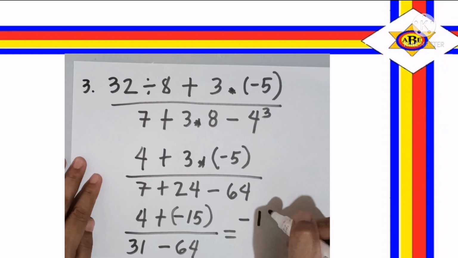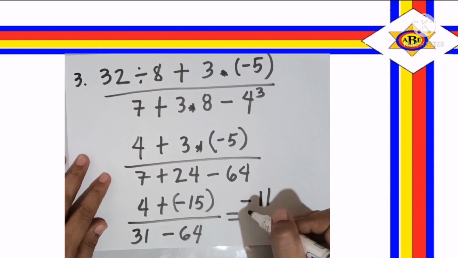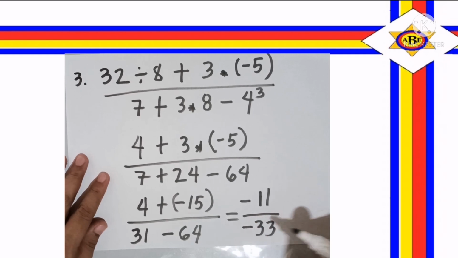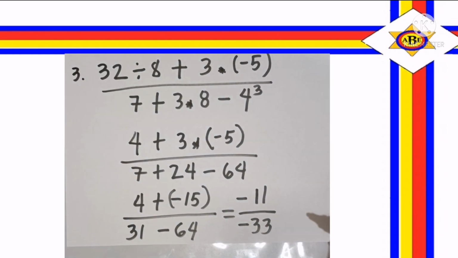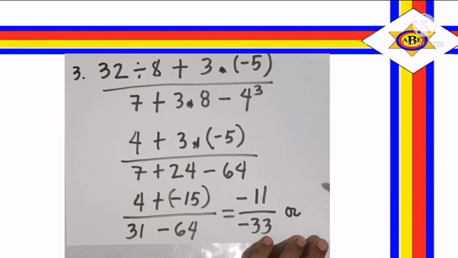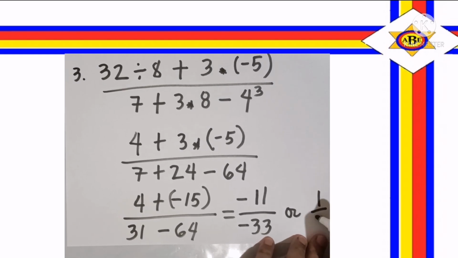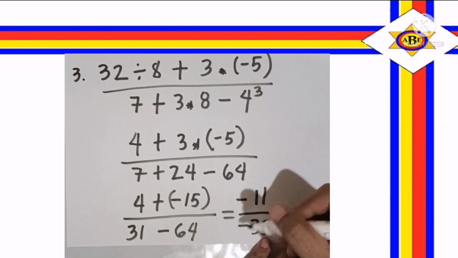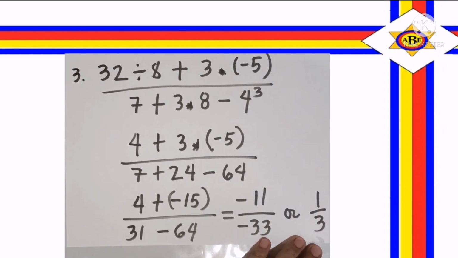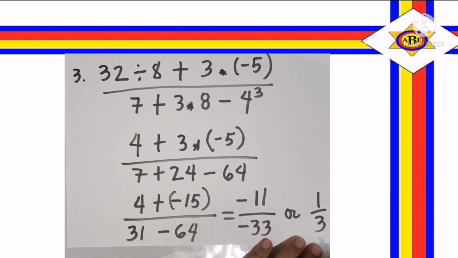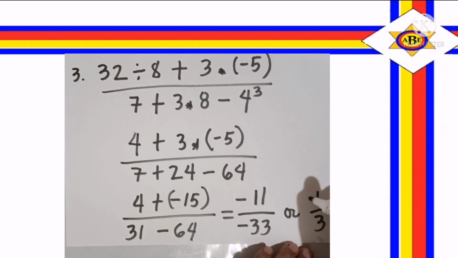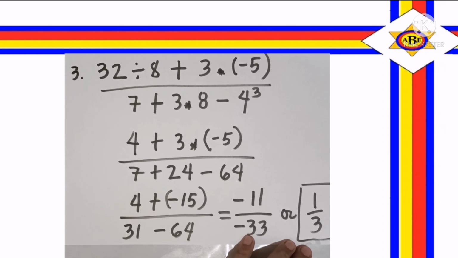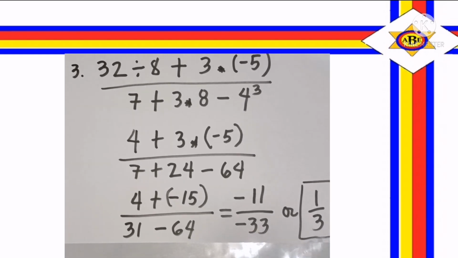So then we have negative 11 all over negative 33. So, this can be an answer or 1 over 3. Okay, positive, because they have the same sign. So, 1/3. This is the final answer, 1/3 actually. The simplified number is 1/3.